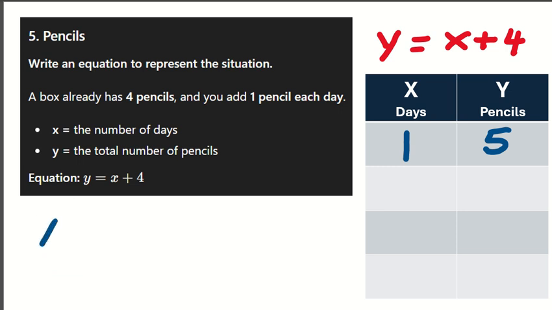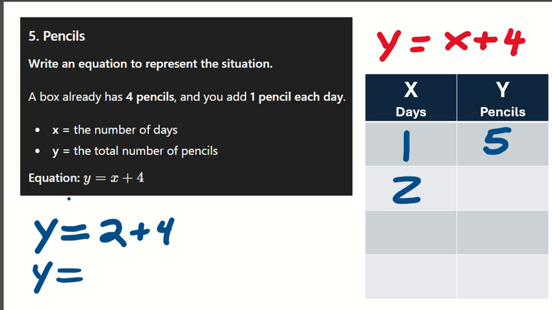Okay, now, let's say that you go to day 2. Why not? Y equals the total number of pencils. Day 2 would be x. So now we've collected 2 pencils plus the 4 we started out with. On day 2, I should write this down. On day 2, you have a grand total of 6 pencils.